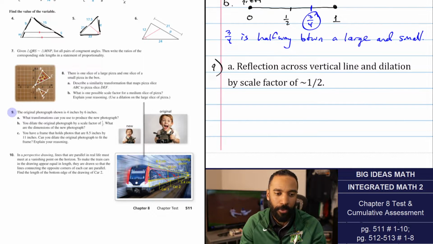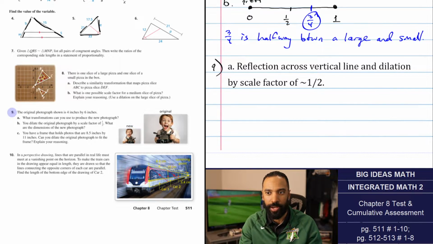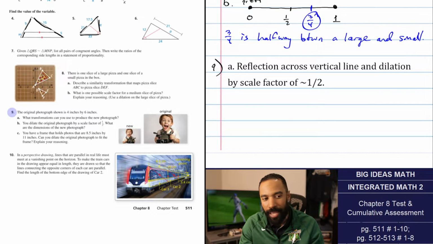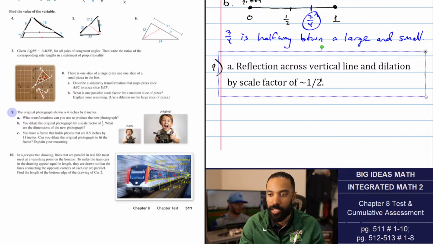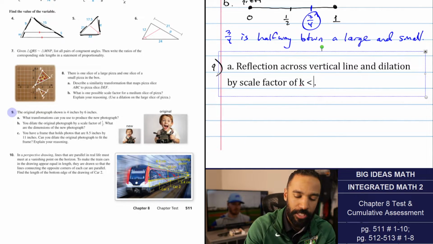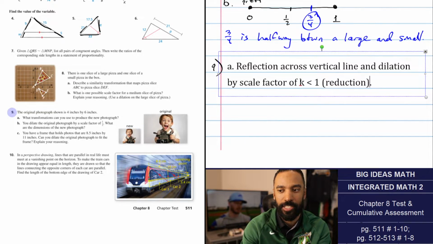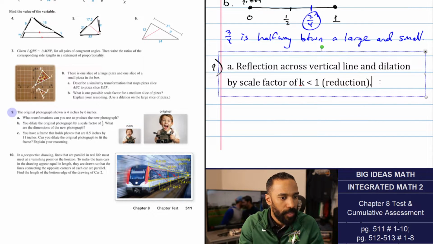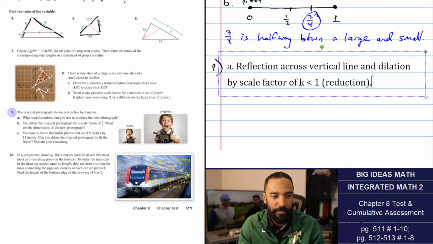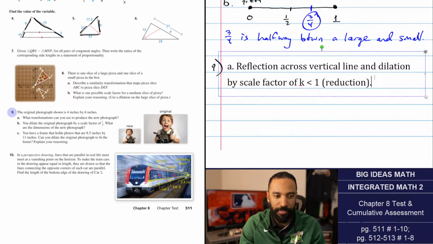Okay, I don't know if I was specific enough, but I tried. You dilate the original photograph by a scale factor of 1/2. So let me say this: a K value that's less than 1, a reduction. So let's say I didn't know that, and now they give us the information. That's fine. You dilate the original photograph by a scale factor of 1/2. What are the dimensions of the new photograph?